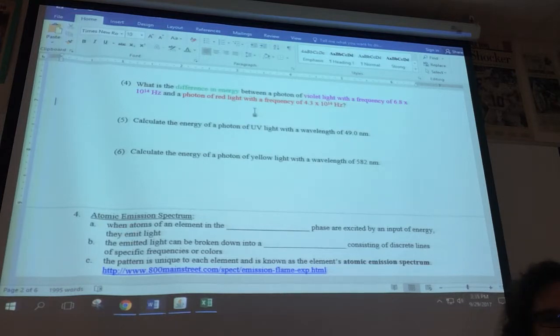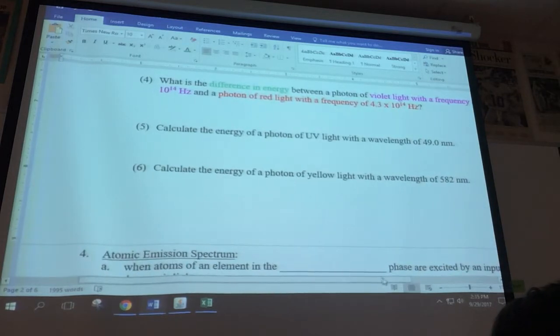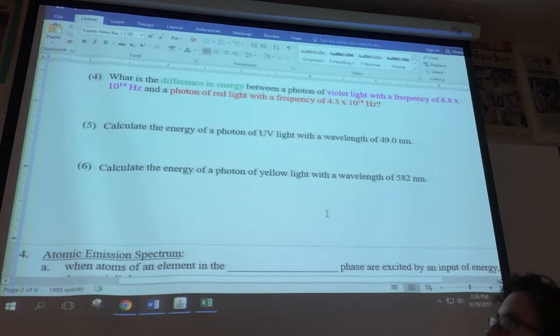Got it? What'd you get? 4.6 times 10 to the negative 19.